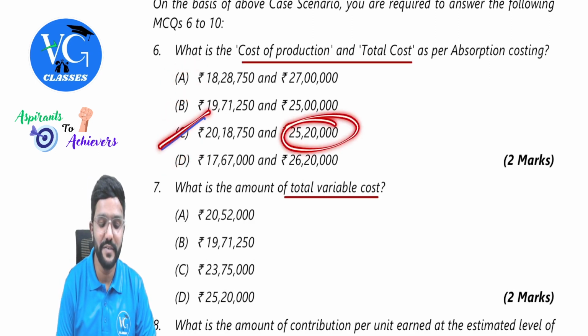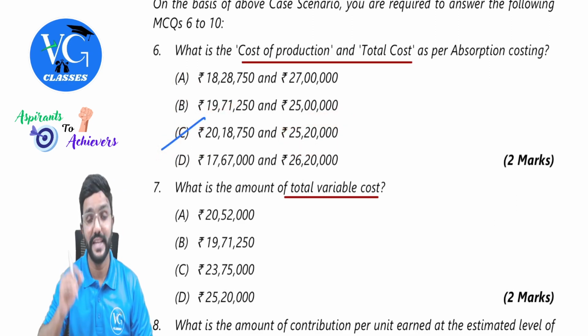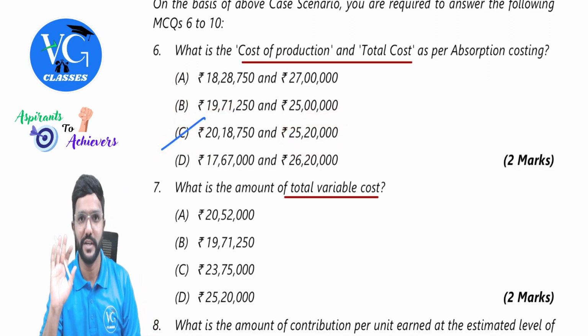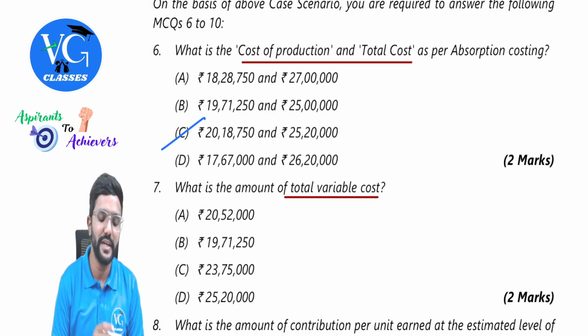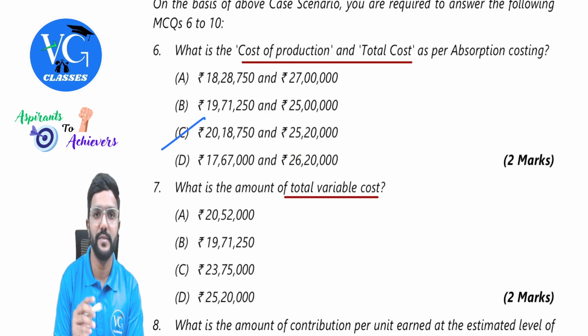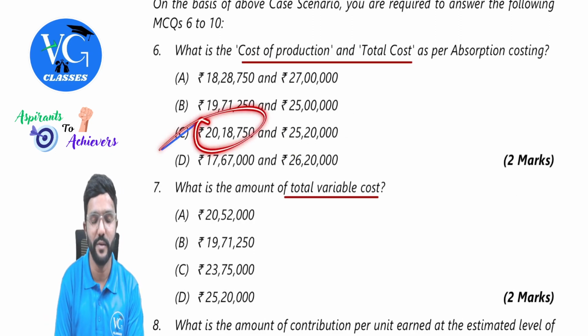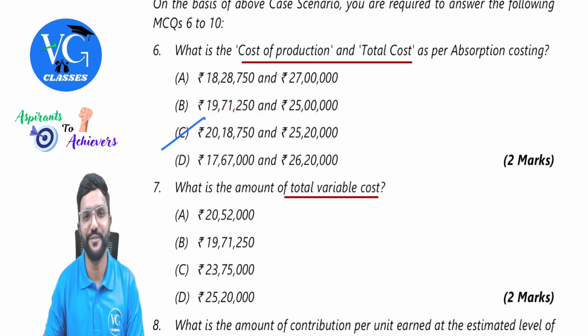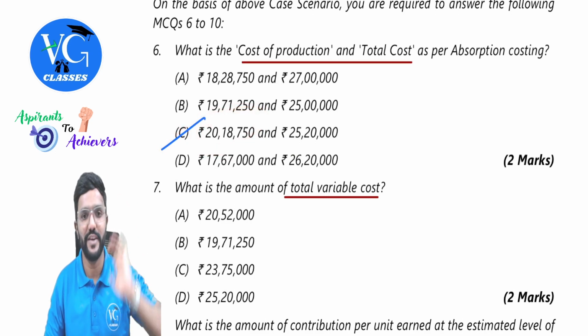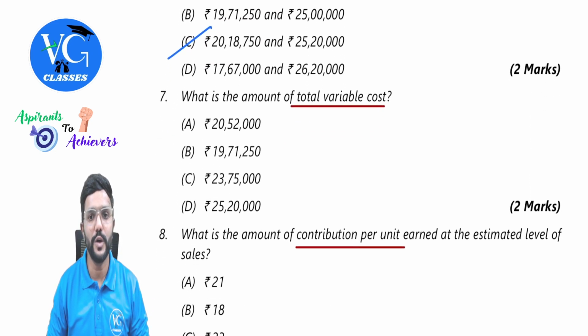Without even calculating this, can we choose the answer, sir? Yes, for this question. But please don't do that, because in the exam I feel they might give two options with the same numbers, especially for the beginning one, so that students get confused. Yes, fine. Next, what is the amount of total variable cost?